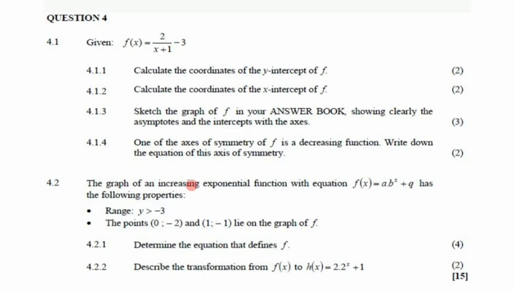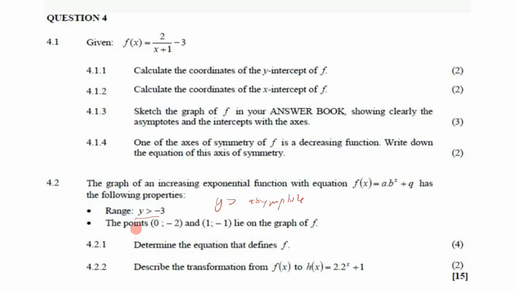4.2 says the graph of an increasing exponential function with equation f of x is equal to a times b to the exponent of x plus q has the following properties. The range, we are told that the range is y greater than negative 3. Now we know the range of an exponential graph is always y greater than the asymptote, right? So y greater than the asymptote. So negative 3 here is the asymptote, meaning the graph starts all the way from above negative 3, which now indicates our q here.